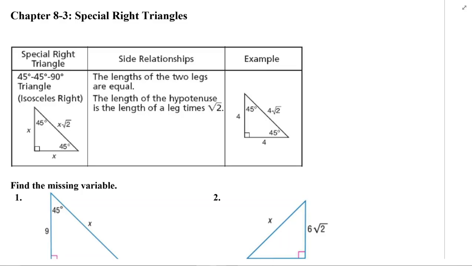Chapter 8.3, Special Right Triangles. The first triangle we're going to look at is a 45, 45, 90.